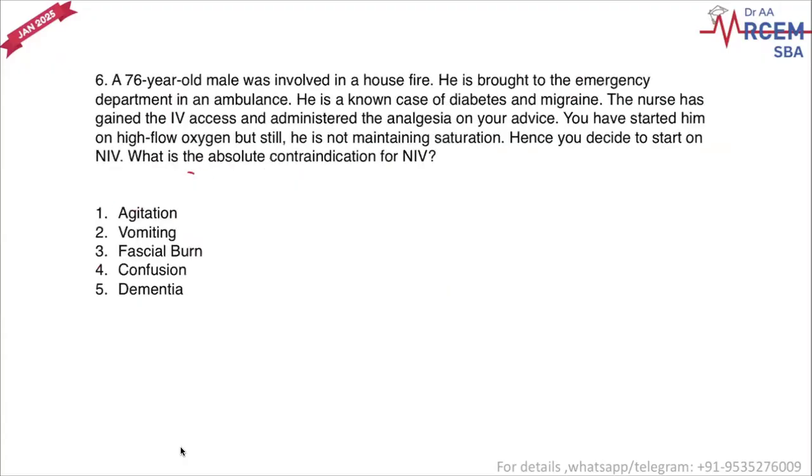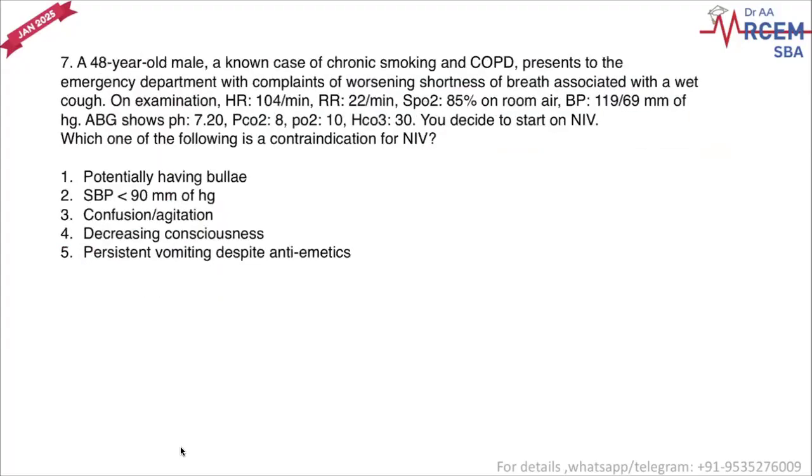They're asking what is the absolute contraindication for NIV. Absolute contraindication out of the options given is the facial burns. Vomiting is relative, confusion relative, agitation is also relative, dementia is also relative. Absolute is facial burn. So remember, facial deformity, facial burns, fixed upper airway obstruction, and recurrent vomiting even after administration of antiemetic are the 4 absolute contraindications for NIV.